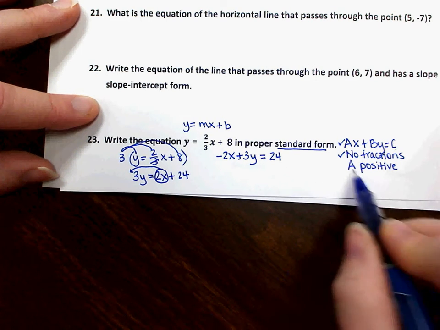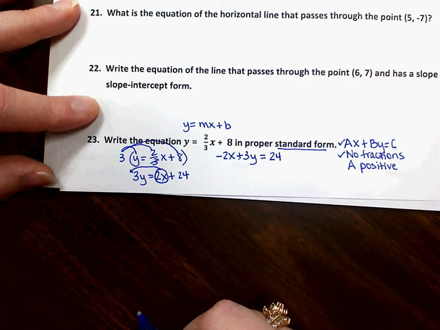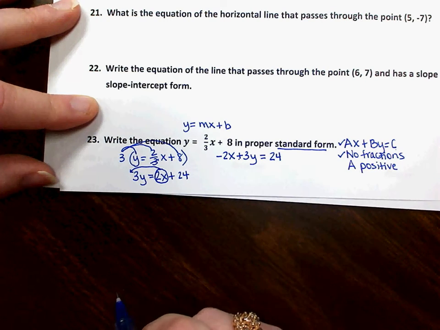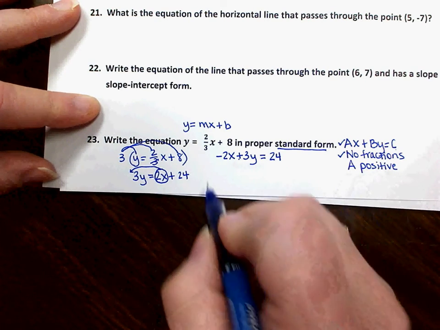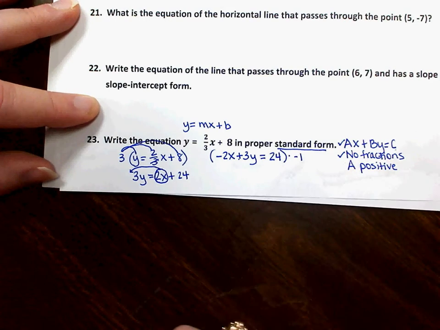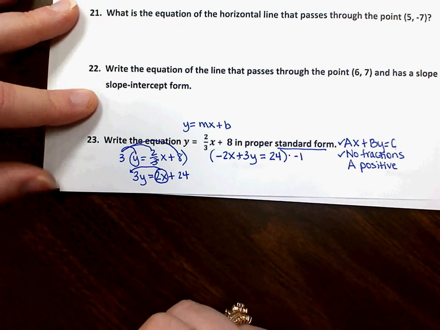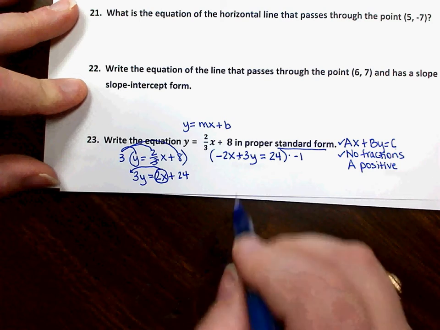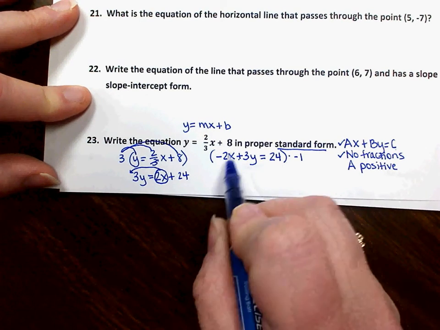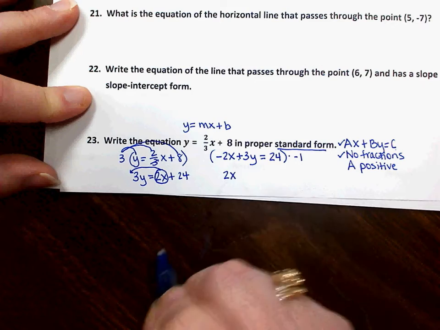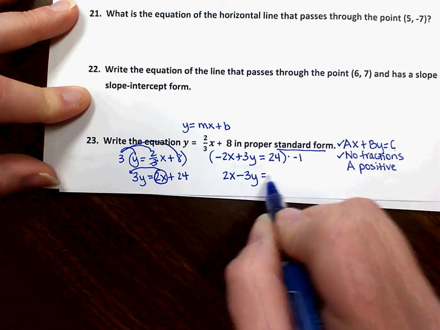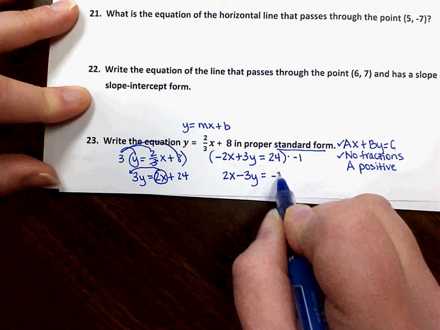But remember, the number in front of x has to be positive. And in my equation, the number in front of x is negative. So to take care of that problem, I'm just going to multiply everything in the equation by -1. Multiplying by -1 only changes the sign, but every single term is going to change signs. So the negative 2x is going to become positive 2x. The positive 3y is going to become negative 3y. And the positive 24 is going to become negative 24.